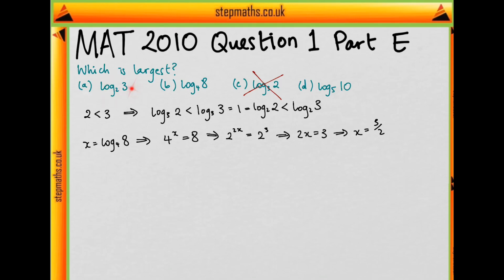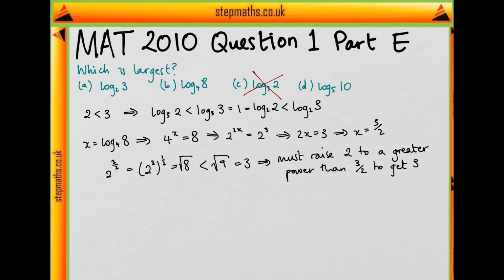So now we're going to want to compare log base 2 of 3 and log base 5 of 10 to 3 over 2. Well, we know that 2 to the power of 3 over 2 is the same as 2 cubed to the power of a half, which is the same as the square root of 8. And we know that this is going to be less than the square root of 9, which is equal to 3. So this tells us that we're going to need to raise 2 to an even bigger power than 3 over 2 to get to 3. So that means that log base 2 of 3 is going to be greater than 3 over 2, which is the same as log base 4 of 8. So our answer isn't going to be B.